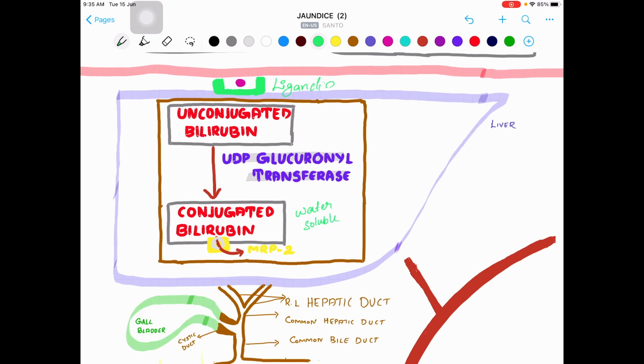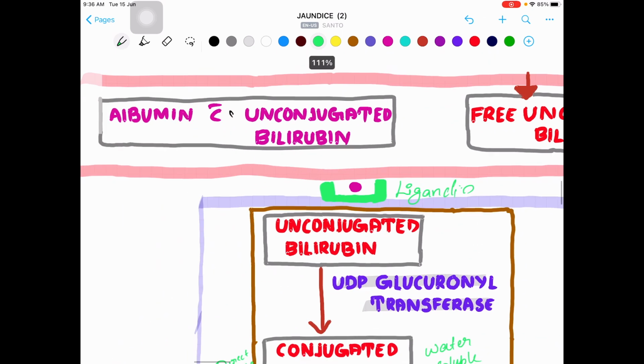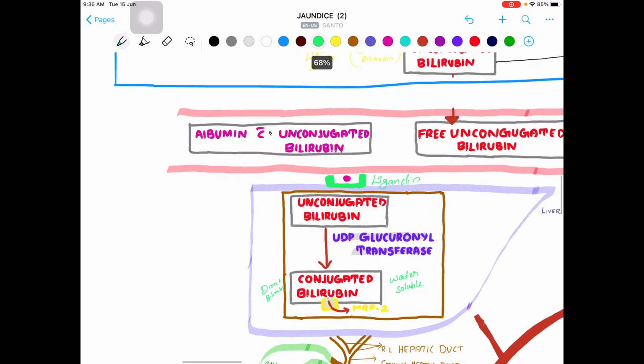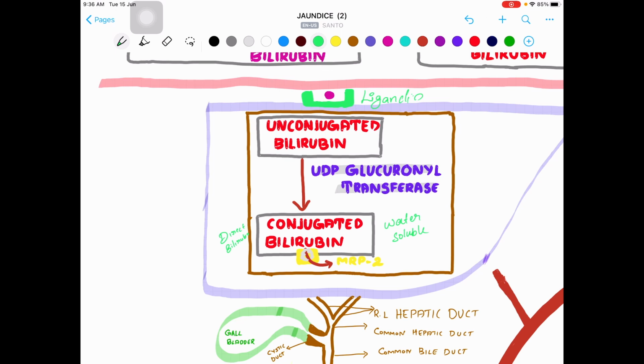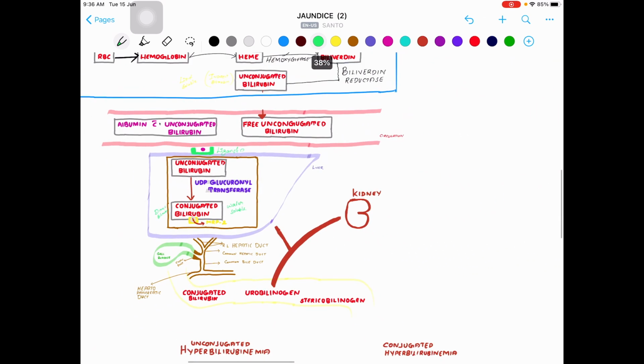Also, this conjugated bilirubin can be called direct bilirubin. Here the unconjugated is lipid soluble and also called indirect bilirubin. Here the conjugated bilirubin is direct bilirubin and it is water soluble. The conjugated bilirubin now needs to be transported out from the hepatocytes to the biliary tracts. The conjugated bilirubin is transported out from the hepatocytes by MRP2 protein.